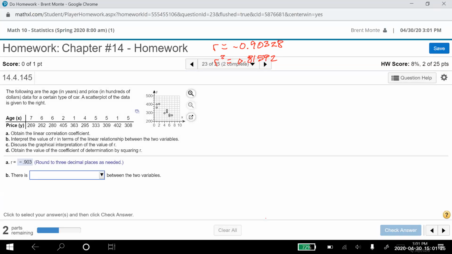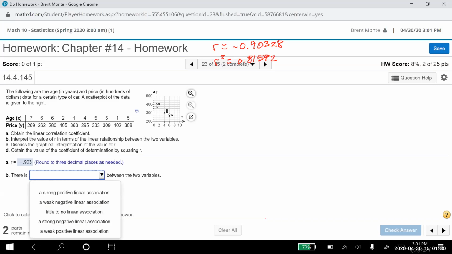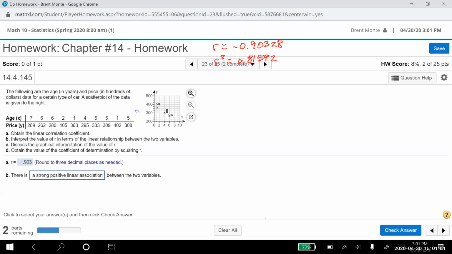And it says there is a what between the two variables? Well, let's see what they're asking. Is it positive? Is it negative? Is it strong? Is it weak? Well, it's negative because it's a negative R value. And it's strong because it's close to -1. Remember, values of R that are close to -1 or +1 would be very strong. So we're going to say, oh, there's a strong positive linear correlation.